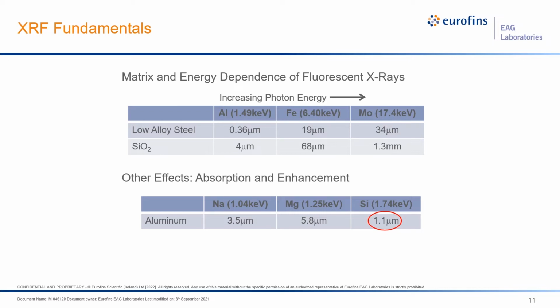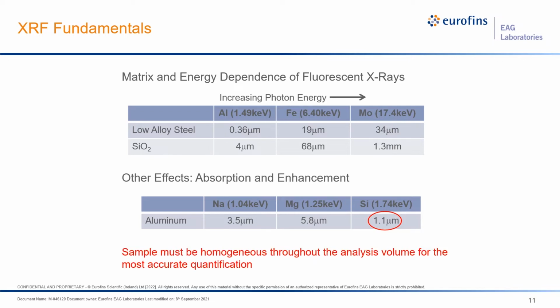Well, it turns out that the silicon photon has an energy just above the aluminum absorption edge. Therefore, a significant amount of the silicon photons that are generated are reabsorbed and do not escape the matrix. The aluminum signal is enhanced in this process through secondary excitation. So not only are we sampling silicon and aluminum from only the near surface, but our sensitivity for silicon in aluminum is also somewhat compromised. A good take-home point from all of this is that for accurate quantification using XRF, the sample must be homogeneous throughout the analysis volume, from the very near surface to the maximum depth.